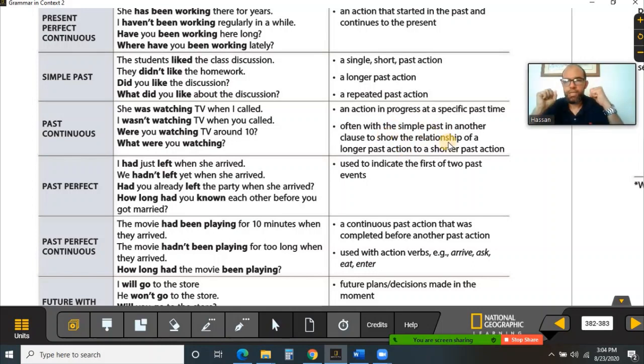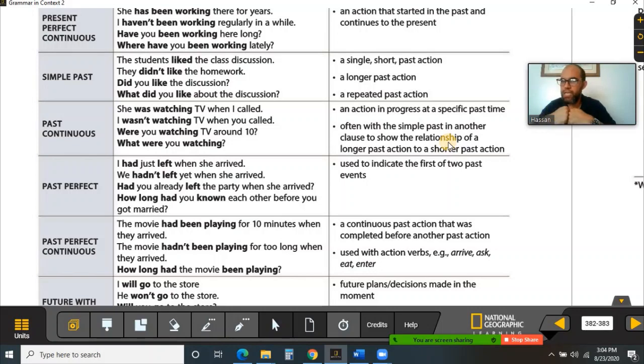Let's put it in simple words. We use the past progressive to tell what was happening in progress at a certain time in the past. Okay, let's say somebody called me and I did not pick up the phone, I did not answer. So after that he asks me, I called you, you did not answer me, what were you doing at that moment?